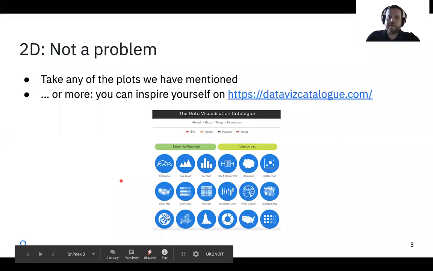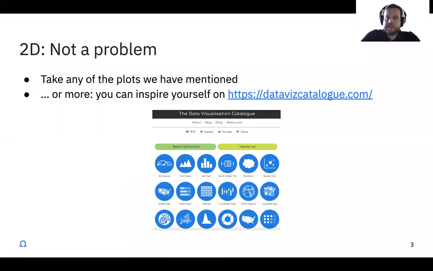So if we're talking about multidimensional data, two-dimensional data is obviously not a problem. We have a two-dimensional screen, so you can take any of the plots we have mentioned, or you can take more. You can take inspiration from this DataVis catalog. It's here as a nice extra resource for you. But of course, maybe not all the charts there are that useful. So I leave it as an exercise to the reader to apply all these various laws of perception and good visualization that we have learned in the previous lecture to select the right one. But nevertheless, the DataVis catalog might be able to expand your minds somewhat.